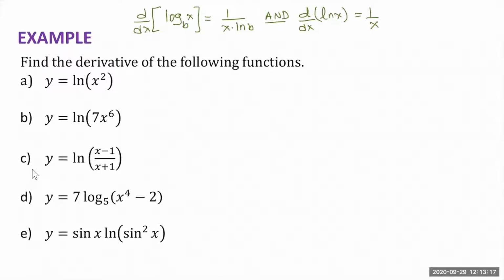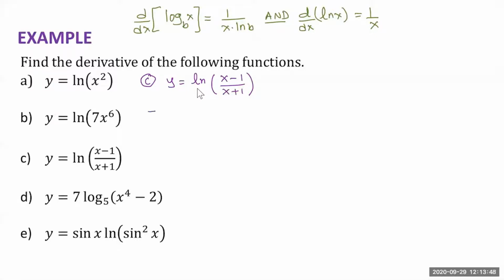Part C now. In part C, we have y equal to natural log of x minus 1 over x plus 1. So you can clearly see you have an inside function, which is x minus 1 over x plus 1. And there is an outside function of natural log x. So whenever you have an inside function and outside function, we use the chain rule.